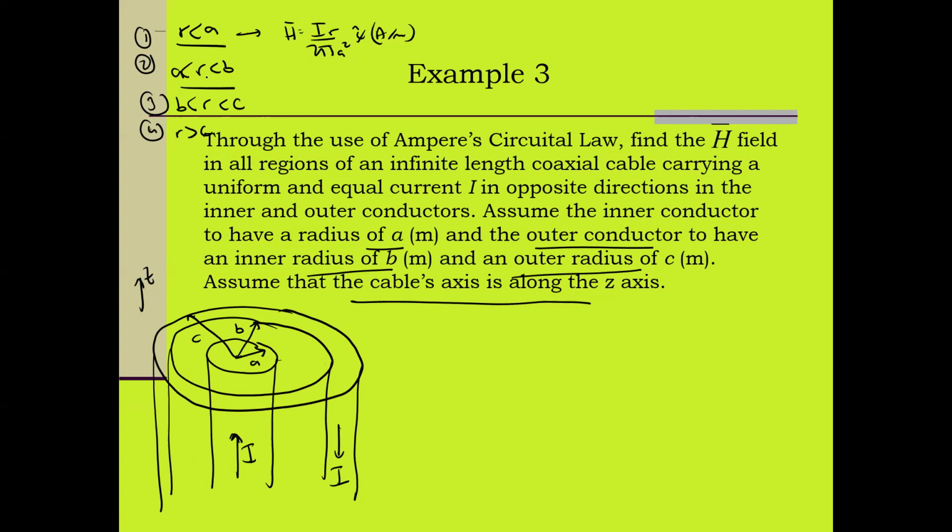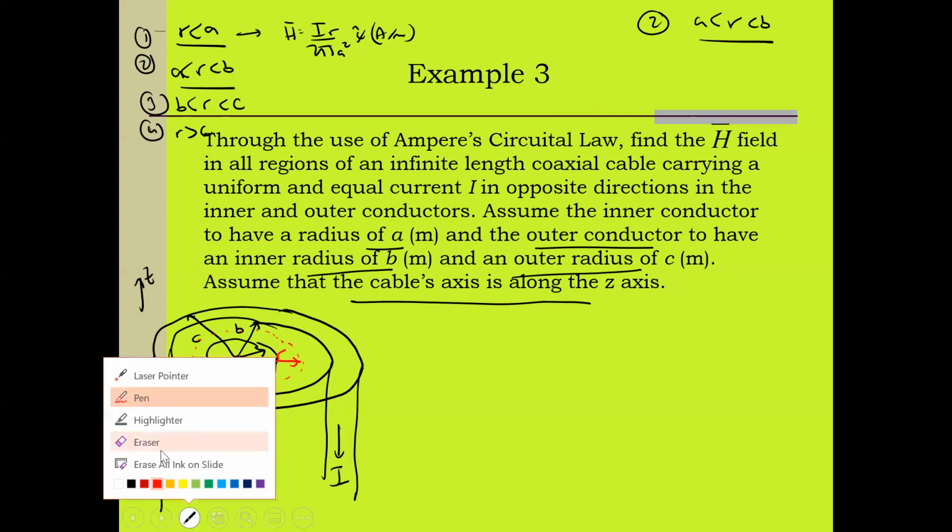And for the second region, r between a and b, first of all, you need to sketch the Amperian loop. So let's have a look at the Amperian loop for this problem. So that should be the Amperian loop for the region between a and b. When we write this, that should be the r, the radius of r to represent the region between a and b.